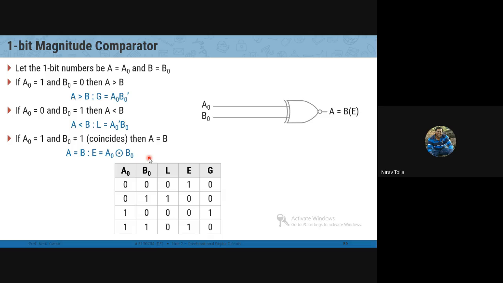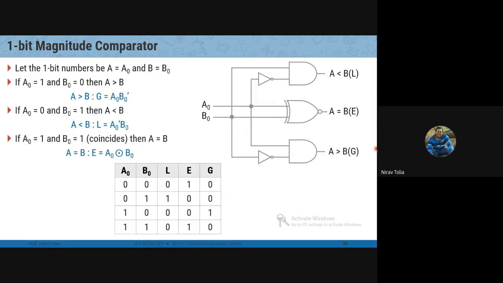Now we have to draw the circuit. A0 and B0 coincide, so we have to use the exclusive NOR gate. Here I am using the exclusive NOR gate, so this is A equal to B. For A greater than B, my equation is A0 B0 dash. So I am taking B0, connecting it with a NOT gate, and taking A0 directly, connecting with an AND gate. This is the circuit of A greater than B.